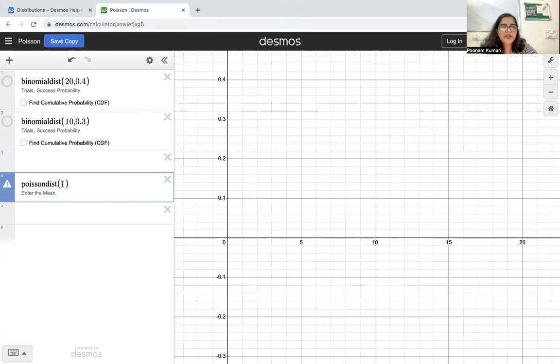desmos.com/calculator. तो इसमें इन्होंने देखो क्या लिखा हुआ है, एंटर द मीन, क्योंकि पॉइसन डिस्ट्रीब्यूशन में सिर्फ एक ही पैरामीटर होता है विच इज मीन, और ऊपर क्या क्या पैरामीटर्स होते हैं, ट्रायल और सक्सेस प्रोबेबिलिटी. So they asked us for two things here, they asked us for only one thing.